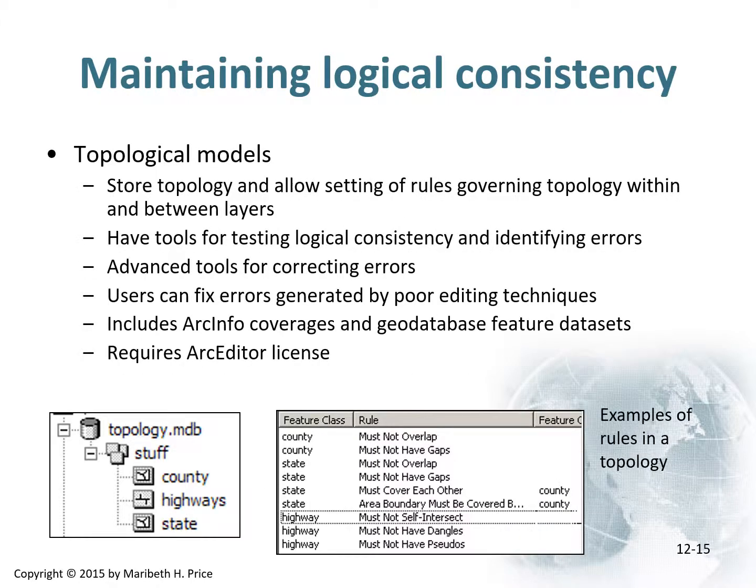In a topological model, you store topology, and this allows settings of rules governing topology within and between layers. So you can make things have coinciding boundaries. You can make things not have pseudonodes and dangles. You can make things not have gaps and overlaps. And then you can run these rules and test, and it'll identify areas where these things are occurring, and then you can fix them.